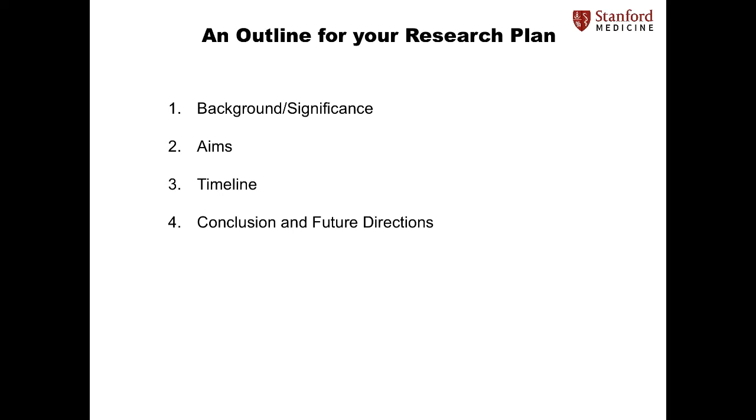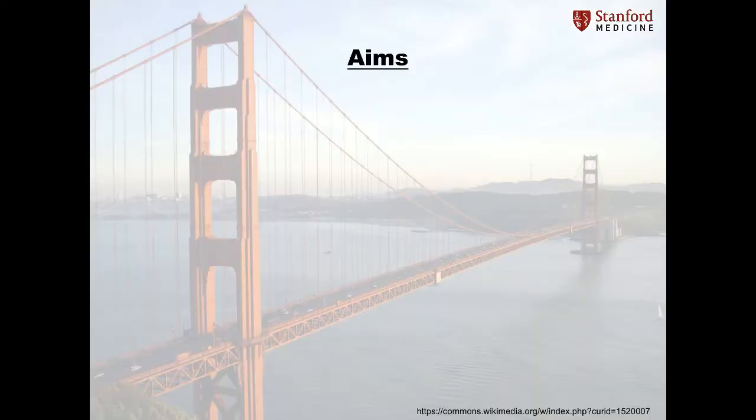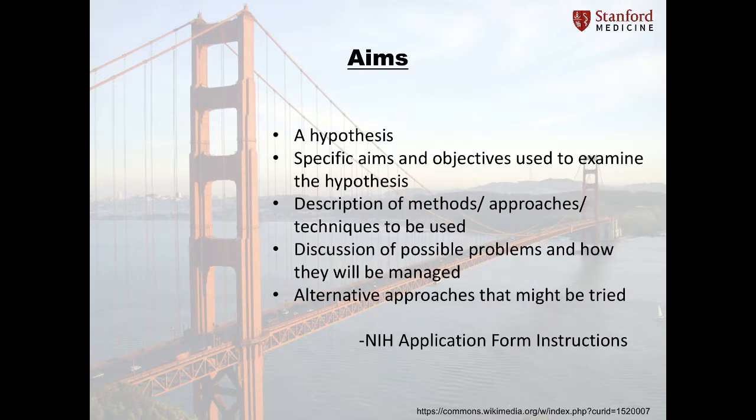So now we have covered the background and significance section of our research plan. Next up is the aims section. As described by the instructions directly from an NIH application form, your aims should include the following: a hypothesis, specific aims and objectives used to examine this hypothesis, a description of methods, approaches, and techniques that will be used, discussion of possible problems and how they will be managed, and finally, alternative approaches that might be used if needed.